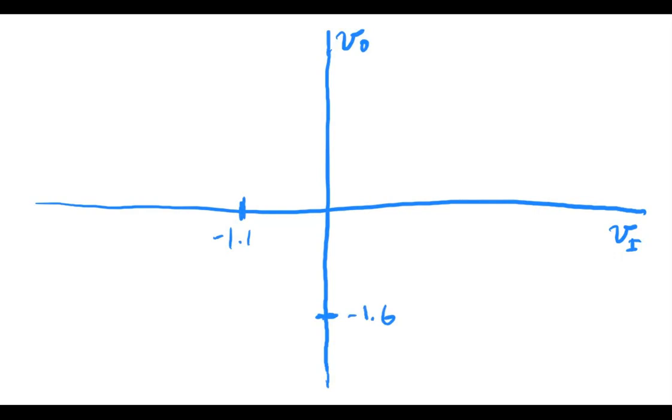And for the maximum, we have VO max is 1.91. So somewhere over here. So 1.91, and VI max is 3 volts. So somewhere over here. Ideally, let me show these points here.